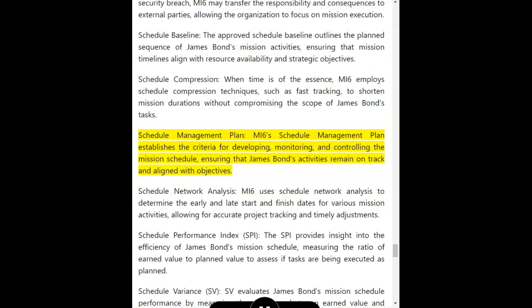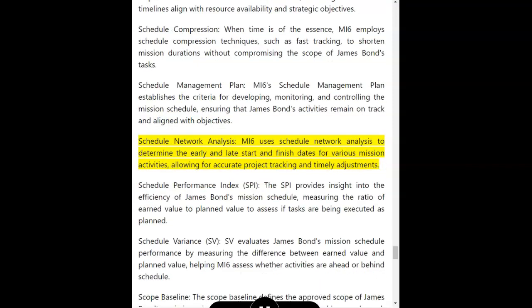Schedule management plan. MI6's schedule management plan establishes the criteria for developing, monitoring, and controlling the mission schedule, ensuring that James Bond's activities remain on track and aligned with objectives. Schedule network analysis. MI6 uses schedule network analysis to determine the early and late start and finish dates for various mission activities, allowing for accurate project tracking and timely adjustments.